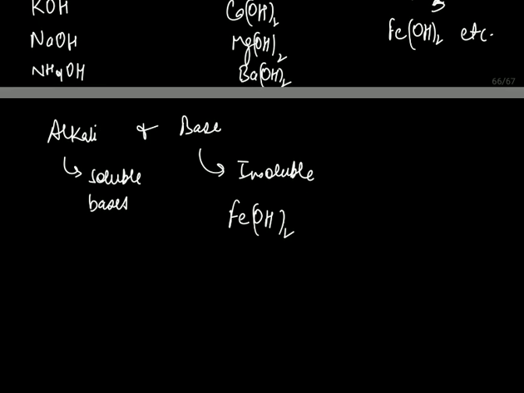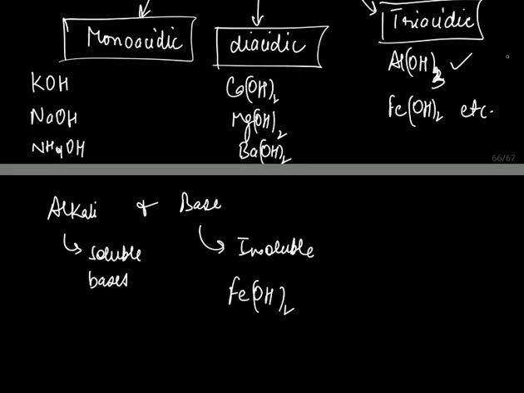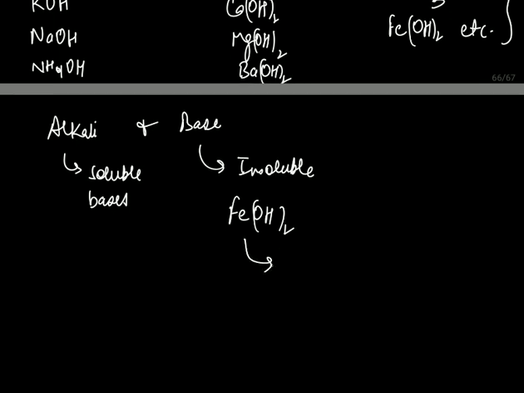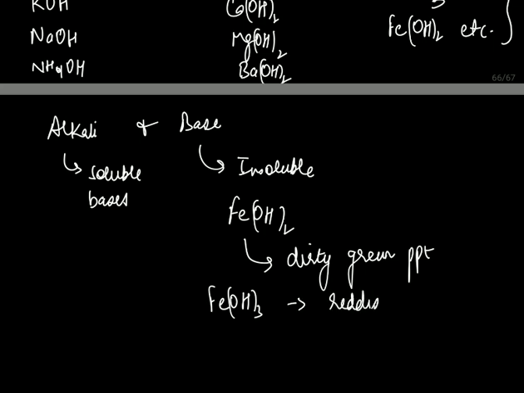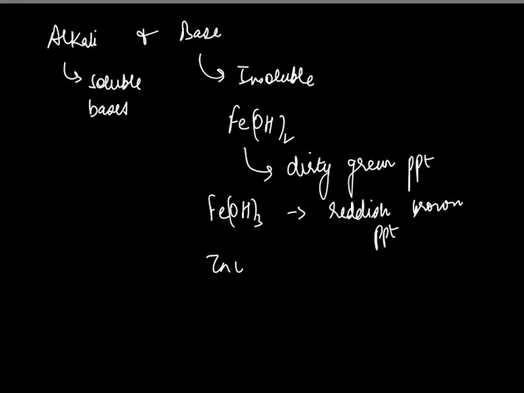But yes, if you see it in water, then these are also not soluble. Like ferrous hydroxide, these are going to form precipitates, that is dirty green precipitates. And we have ferric hydroxide, they are going to form reddish brown precipitate. We have zinc hydroxide also, which is going to form white precipitate. So there are many bases which are insoluble in water, and they are going to form precipitates.